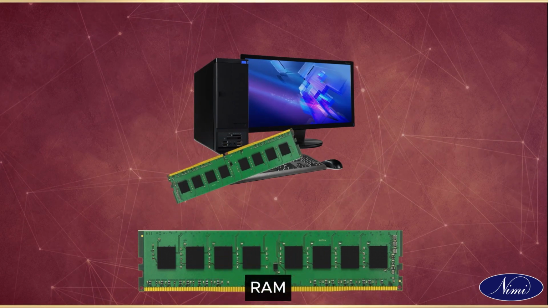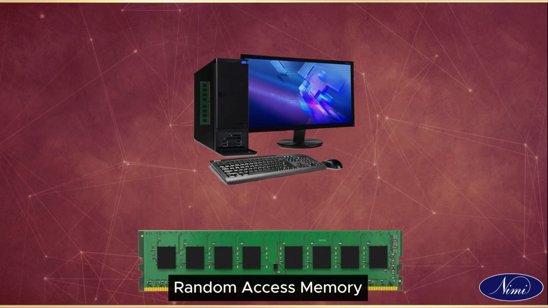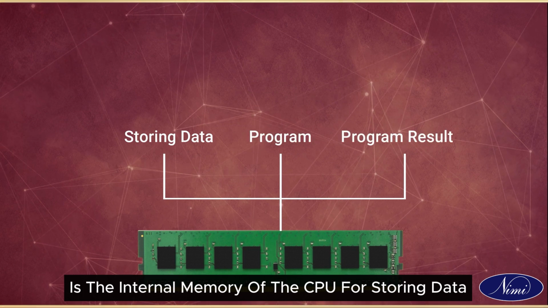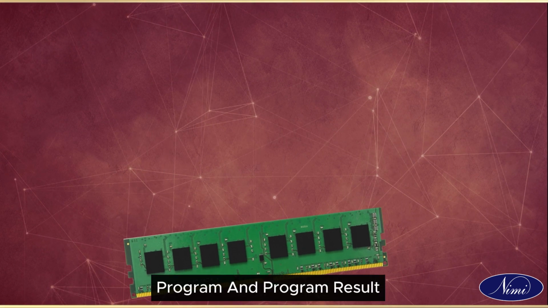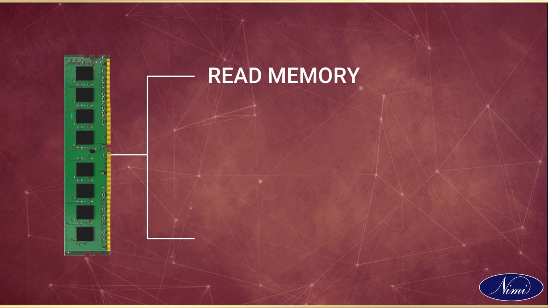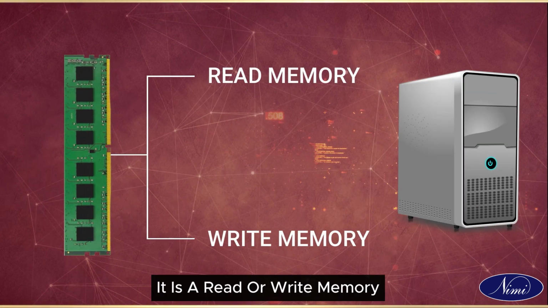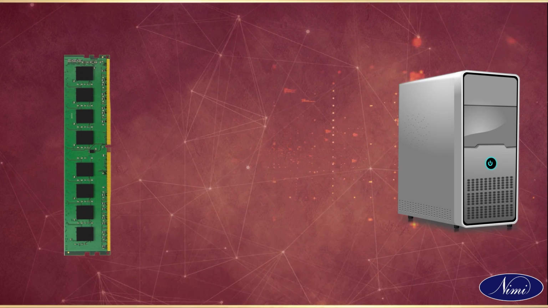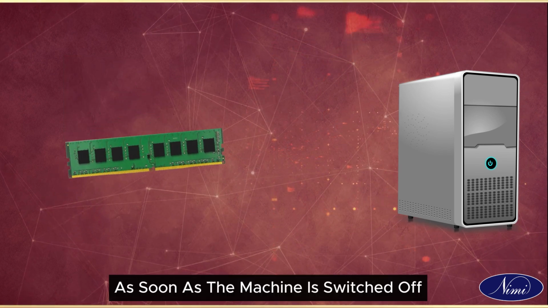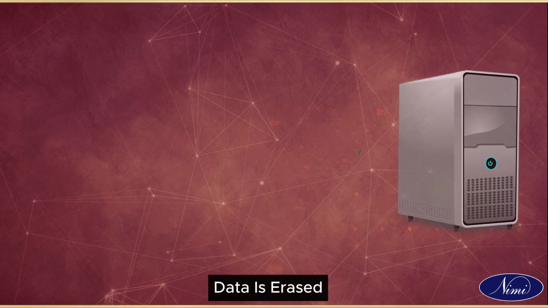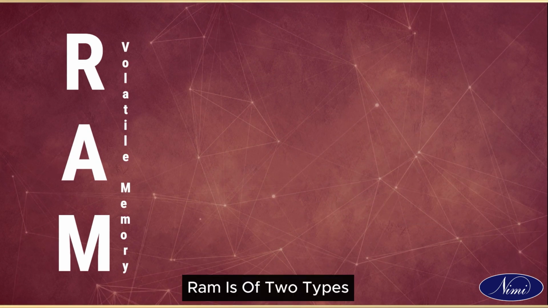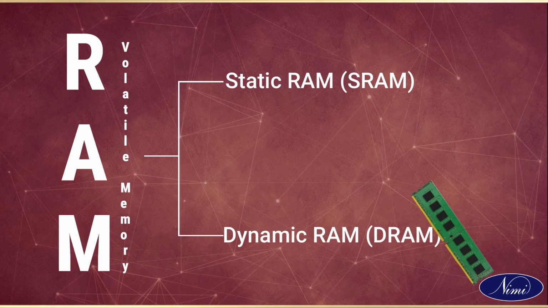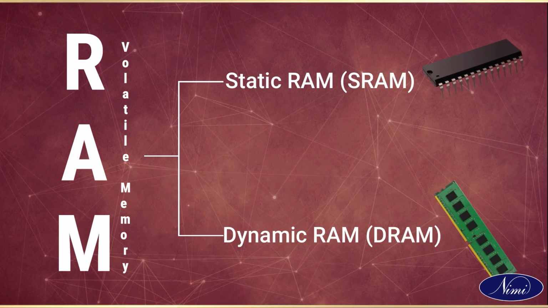RAM, Random Access Memory, is the internal memory of the CPU for storing data, programs, and program results. It is a read or write memory which stores data until the machine is working. As soon as the machine is switched off, data is erased. RAM is of 2 types: static RAM, SRAM, and dynamic RAM, DRAM.